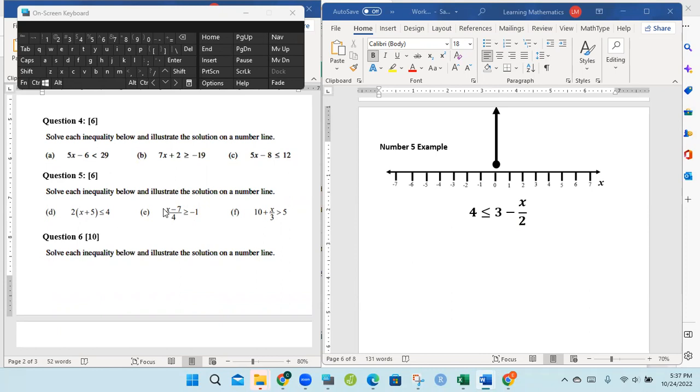Now, this one there, you have x minus 7 over 4. Both the x and the minus 7 are over the 4. So when you cancel out that 4, it's only the negative 1 that has to be multiplied by 4, because 4 is a common denominator of x and negative 7. So when you cancel it out, you just fly up and multiply the negative 1.